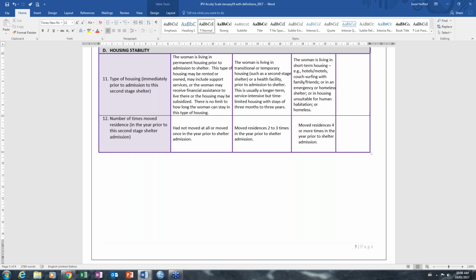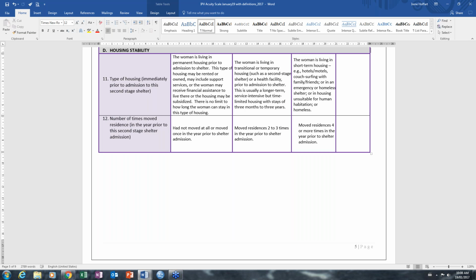So 0 means she's living in permanent housing, what does that mean exactly? It could be rented or owned. It may or may not include support services. She may or may not receive financial assistance, or the housing might be subsidized. The important thing here is that there's no limit to how long the woman can stay in this type of housing. So if she had that type of housing immediately prior to moving into second stage shelter, then you would give her a score of 0.